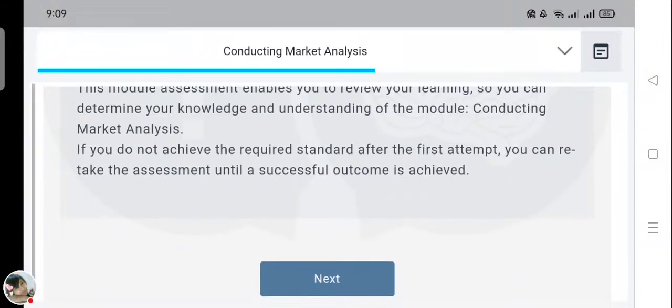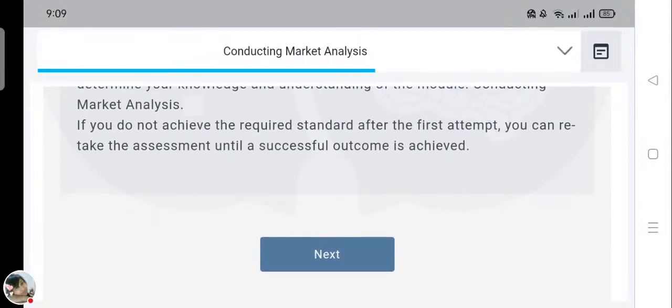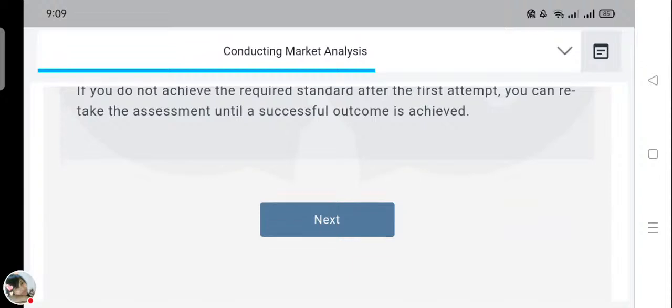Isa lang yung nasagot natin, bagsak yung ating exam. Nakikinig lang ako kanina pero hindi ko siya pumasok sa isipan.